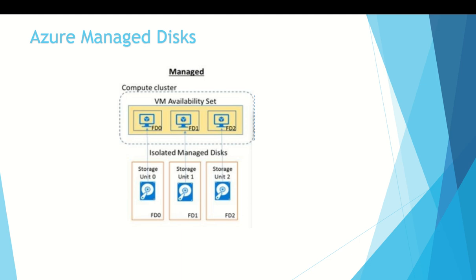So the available types of disks are ultra disks, premium SSDs, standard SSDs and standard hard disk drives. Highly durable and available: managed disks are designed for 99.999%, that is five nines availability. Managed disks achieve this by providing you with 3 replicas of your data, allowing for high durability.